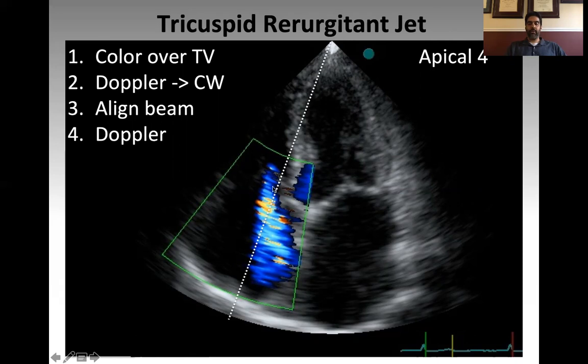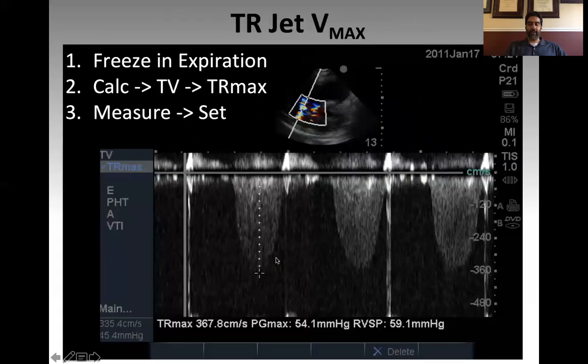So in this view, in all the views, TR is going down. It's going from the right ventricle into the right atrium. So the velocities that we're interested in are the ones that are going down. Again, velocity on the y-axis, time on the x-axis. These are your velocity time tracings of the tricuspid regurg jet.